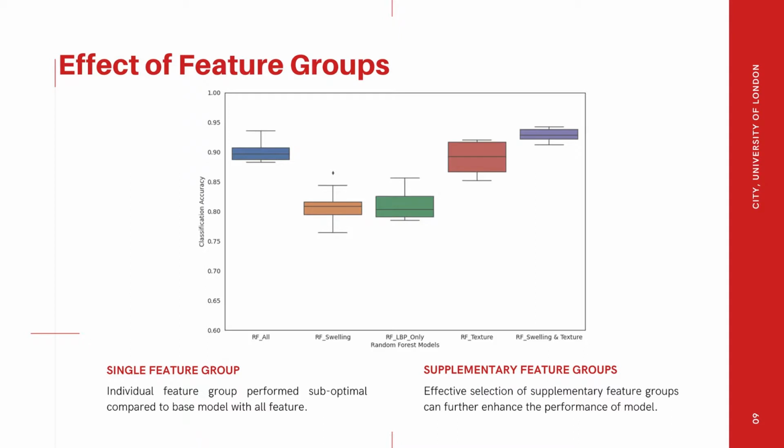The use of texture features will provide an on-par prediction with the base model, but with large variability during cross-validation. The best performance can be observed when useful supplemental features from the swelling group are added to the texture features during model training. This has not only improved the model accuracy, but also reduced the variability.